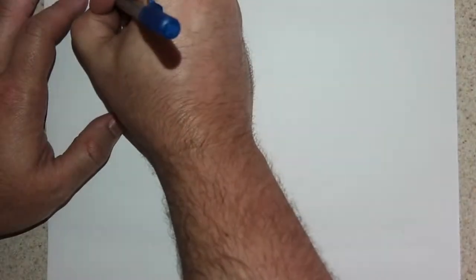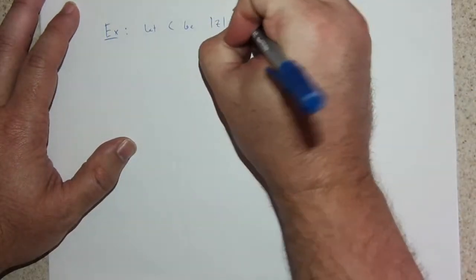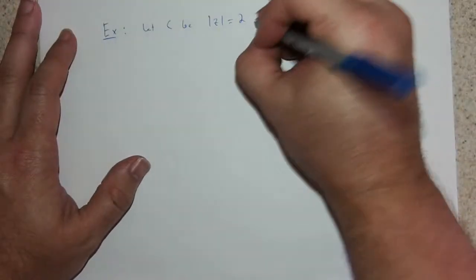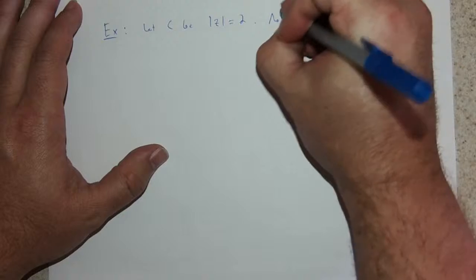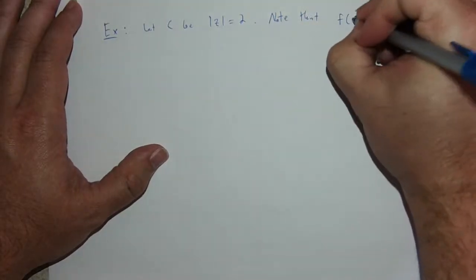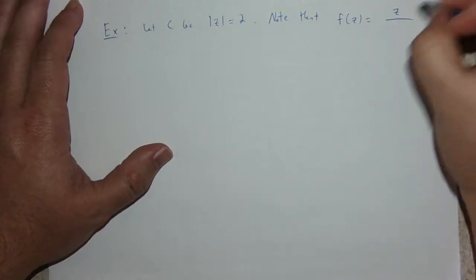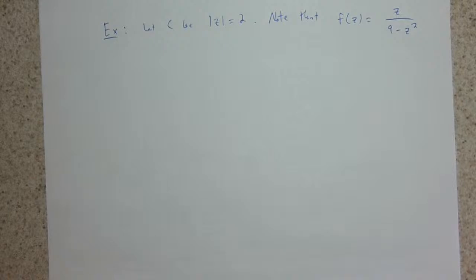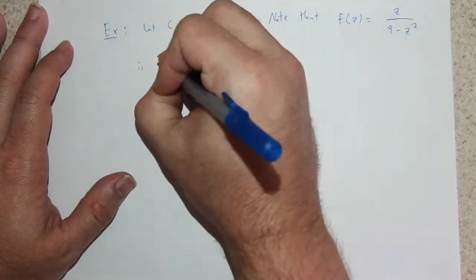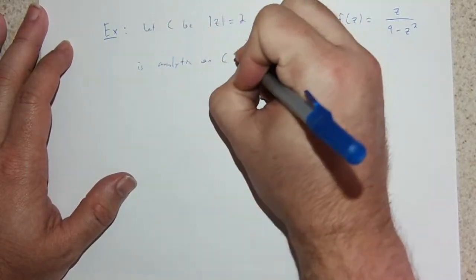So how does this work? Let's do a quick example here. Let C be the positively oriented circle, modulus of Z equal to 2, our favorite. Note that if we have the function f of z given by, say, z over 9 minus z squared, the only zeros of the denominator are plus and minus 3. Those lie outside this circle, and so this f of z is analytic on C and its interior.